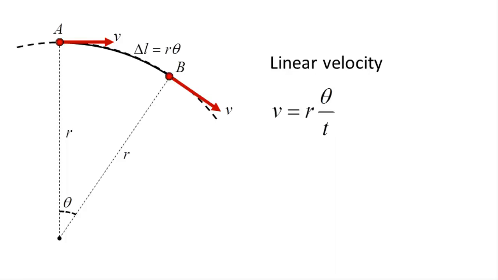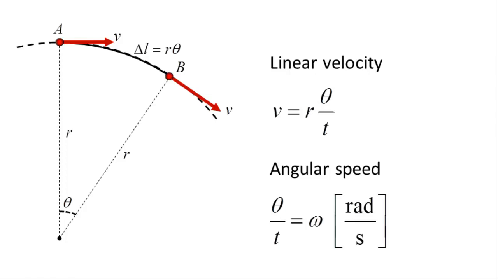This rate of change of the angle is called the angular speed and is given by the symbol omega. Since the angle is measured in radians and time is measured in seconds, then the unit for angular speed is radians per second. So the linear velocity can be written as the product of the radius and the angular speed. v is equal to r times omega.